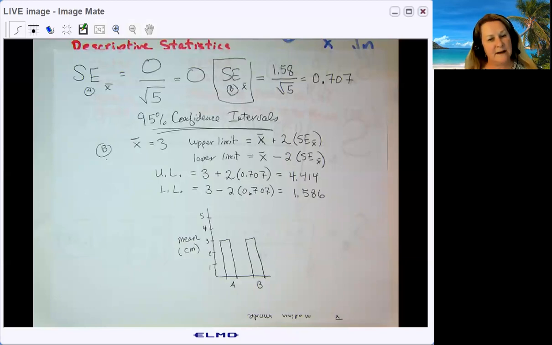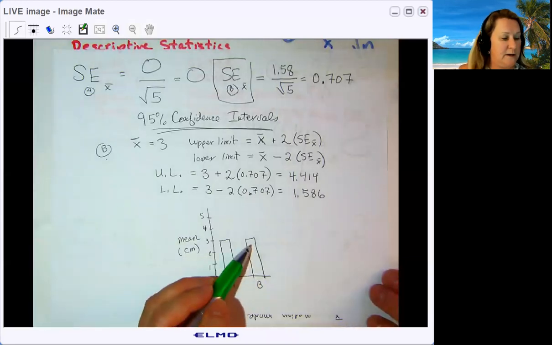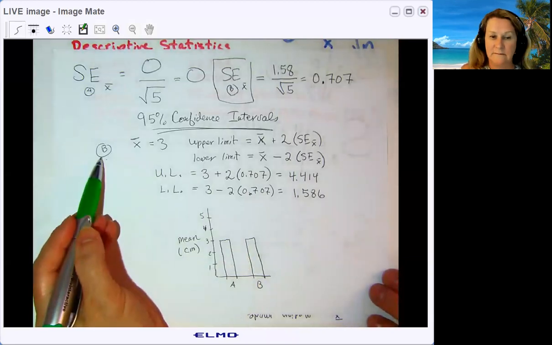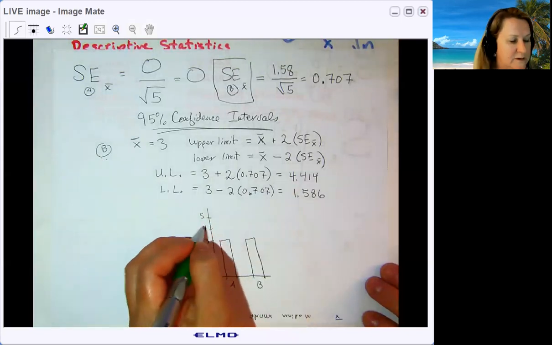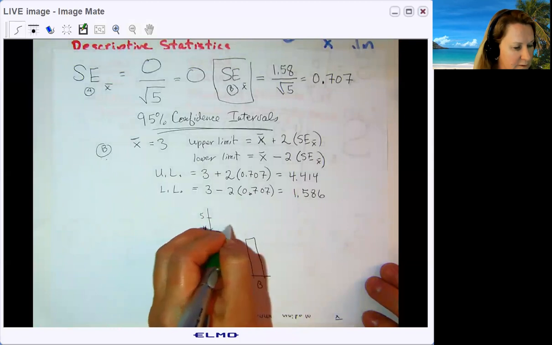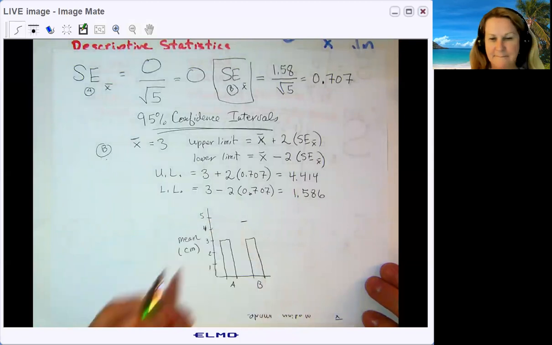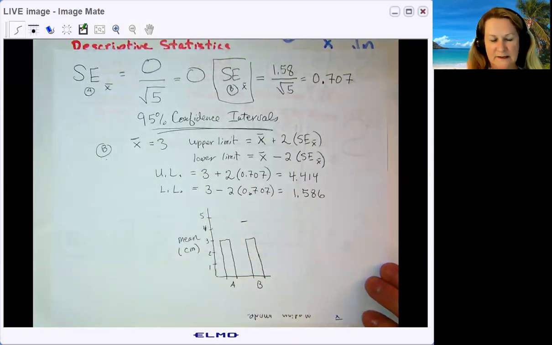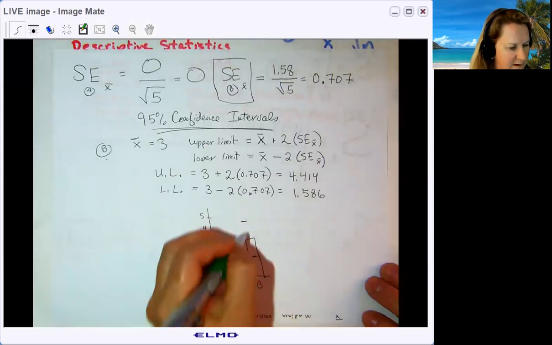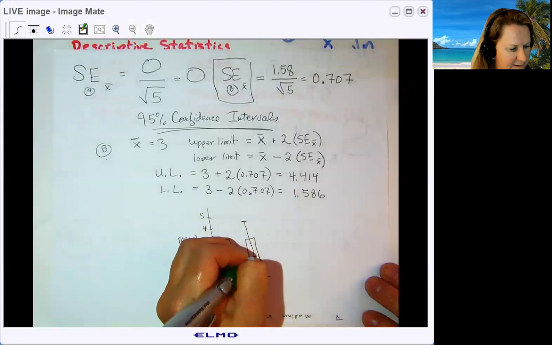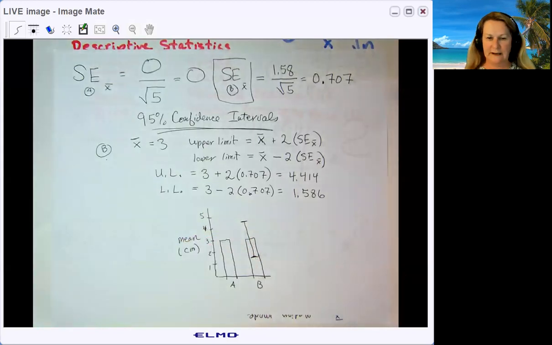In AP Bio, we kick it up a notch. We graph the means, but we also graph the 95% confidence intervals. Now, the upper limit of the 95% confidence interval for data set B is 4.414. So that would probably be somewhere up here, right? And the lower limit is 1.568, so probably somewhere down here. And then you just connect them with a vertical line like this.